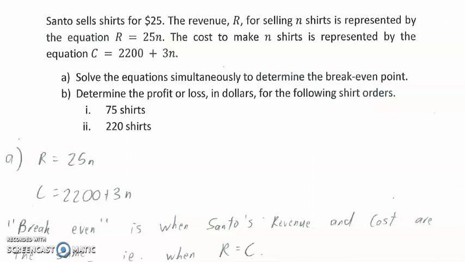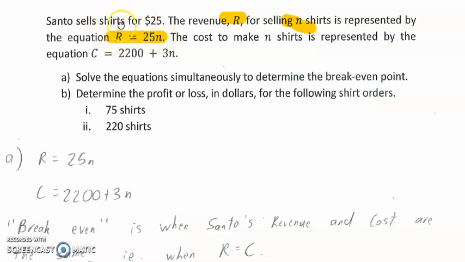So students, today we're going to be looking at more worded problems to do with simultaneous equations. So here's our sample question. Santo sells shirts for $25. The revenue, R, for selling N shirts is represented by the equation R equals 25N. So what does this mean?